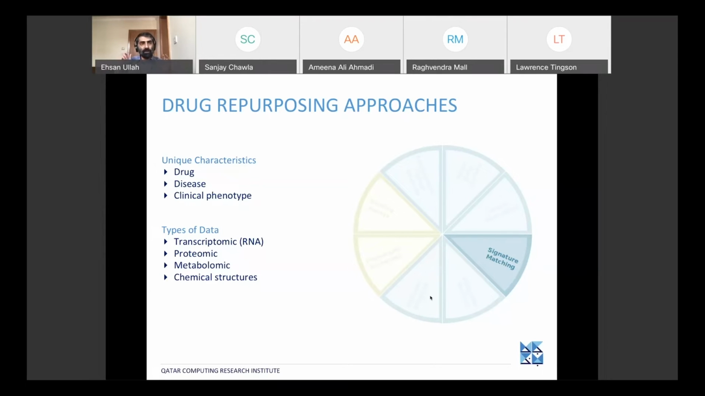The transcriptomic signature is derived from gene expression profiles obtained from tissues. And these tissues can be from the controls. These can be from the cases, which means tissues that have been infected with the viruses or with the disease. And these tissues can also be without treatment, and the signatures can be obtained after treating the tissue with the specified drug.